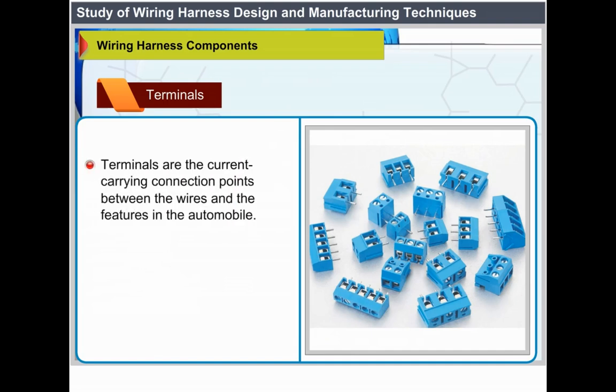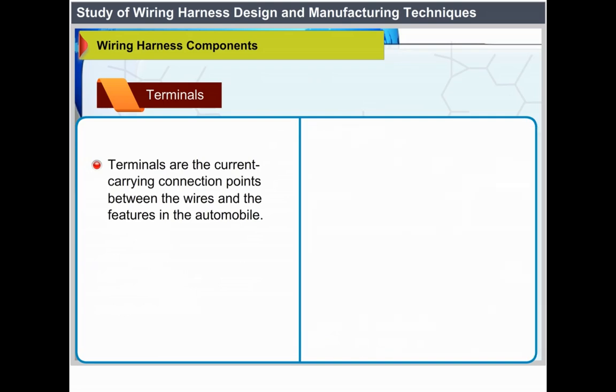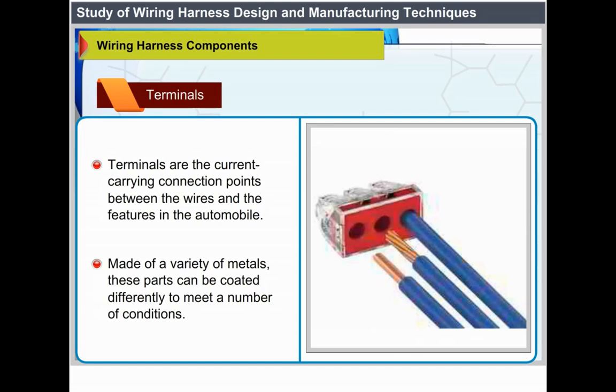Terminals. Terminals are the current carrying connection points between the wires and the features in the automobile. Made of a variety of metals, these parts can be coated differently to meet a number of conditions.